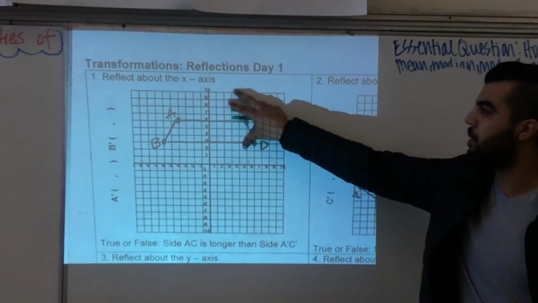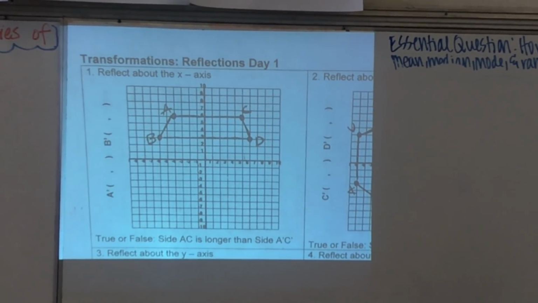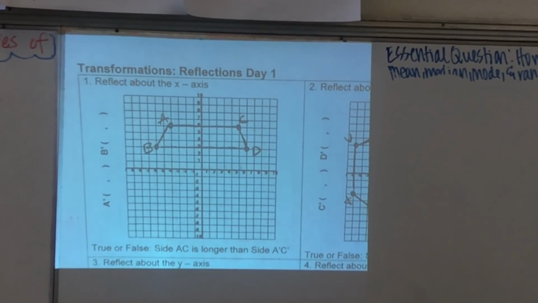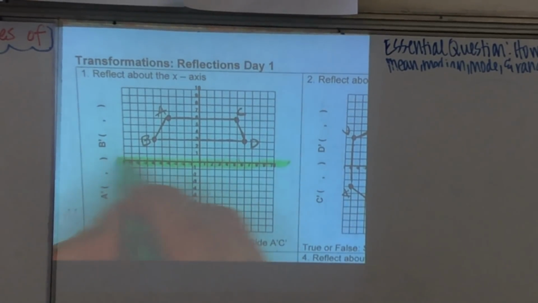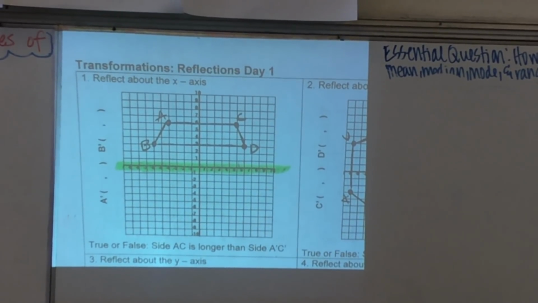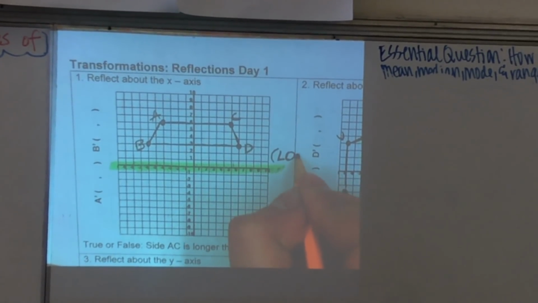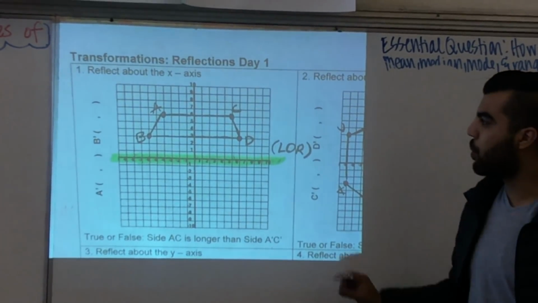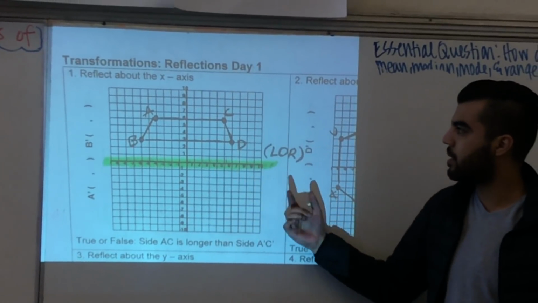So let's go over the first problem on the worksheet. It says, reflect about the x-axis. First of all, you should know which one your x-axis is. So I'm going to ask you guys to highlight the x-axis. And this right here is what we call the line of reflection, or the LORE. So I want you to label it. This right here is the line of reflection, and to make it short, you're going to label it LORE. Line of reflection.